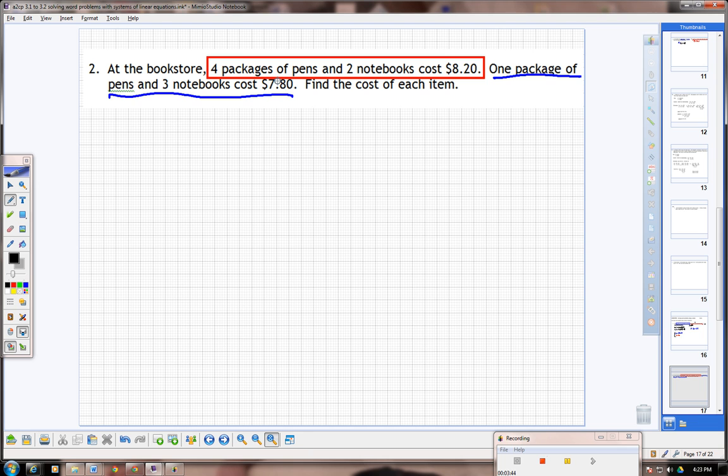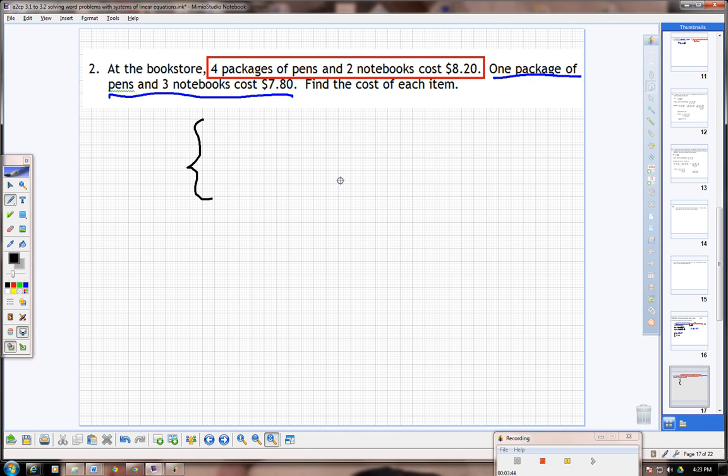We have a bookstore. 4 packages of pens and 2 notebooks cost $8.20. 1 package of pens and 3 notebooks cost $7.80. We're finding the cost of each item. How do we do that? Well, we have to first create a system of equations. And with that system, we want to create one equation based off of 4 multiplied times P, number of packages of pens, plus 2 multiplied times N, number of notebooks. That's going to be equal to 8.20. And then obviously we would follow the same method down here. 1 package of pens and 3 notebooks cost $7.80.